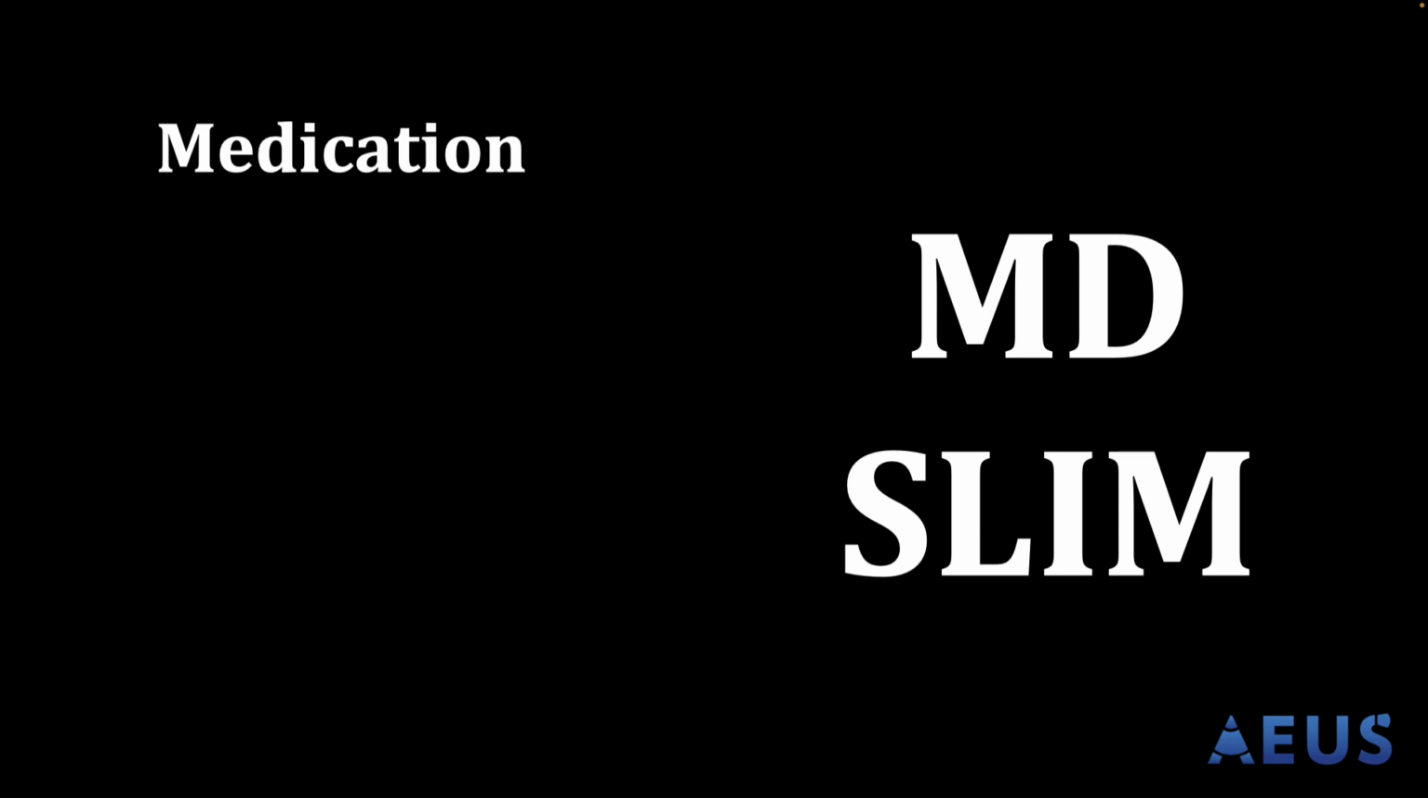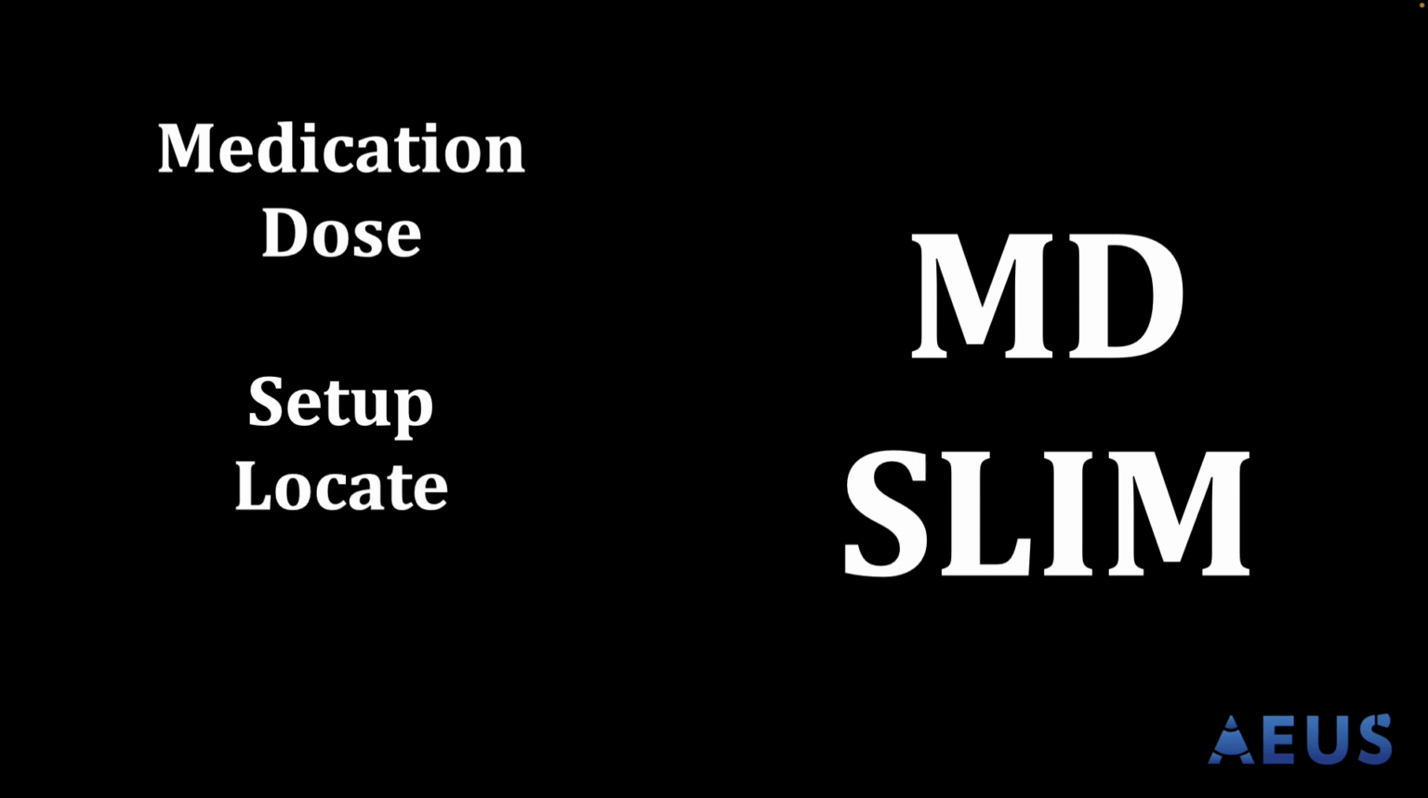First, choose your medication, calculate your dose, set up your supplies, locate the nerve or fascial plane of interest, perform the injection, and then monitor your patient for signs or symptoms of local anesthetic systemic toxicity. Start by choosing your medication.